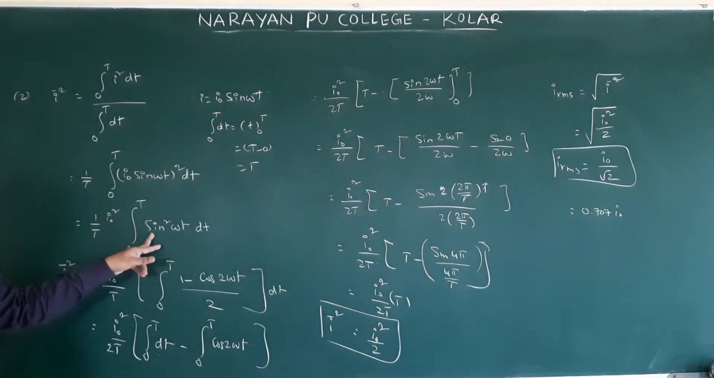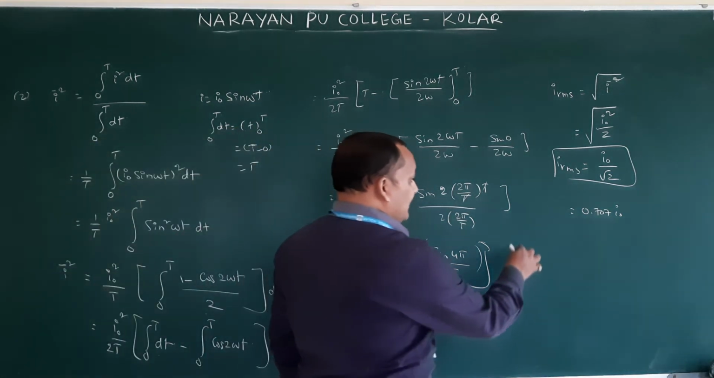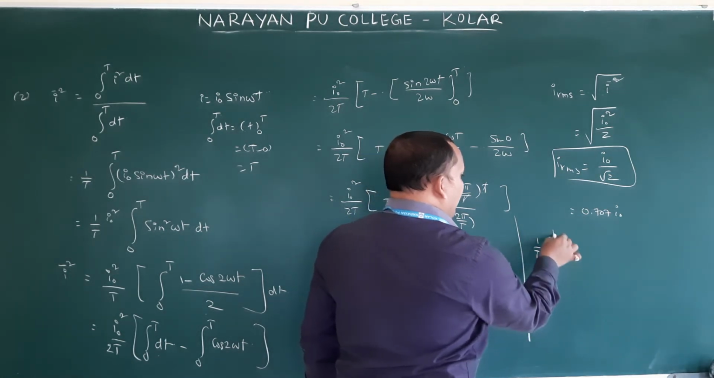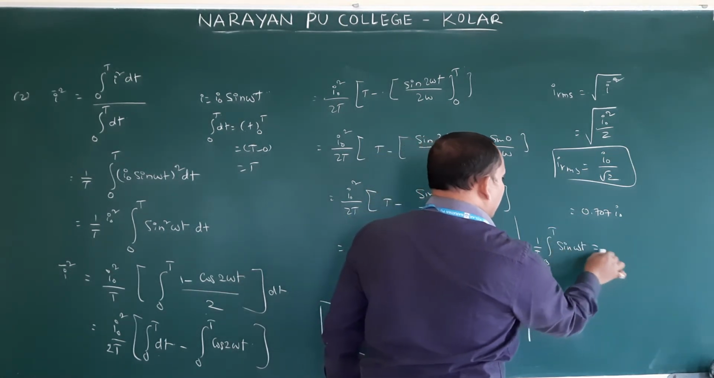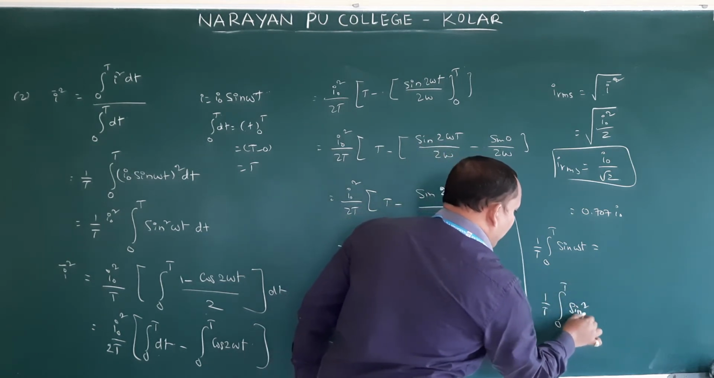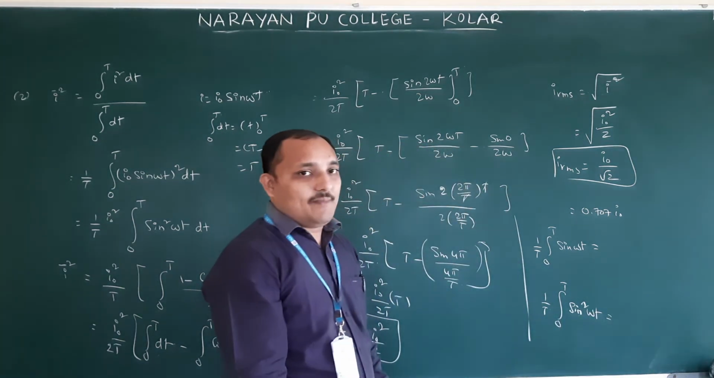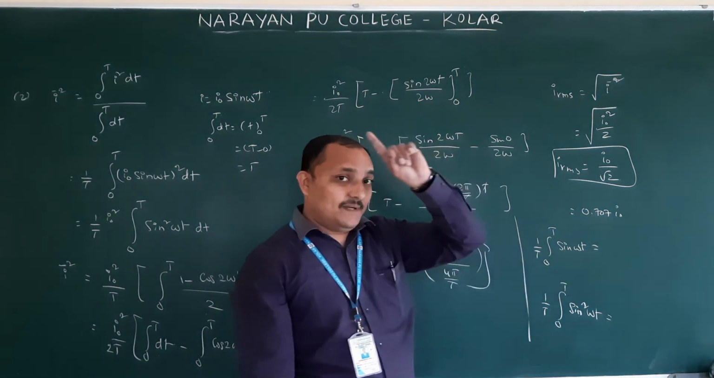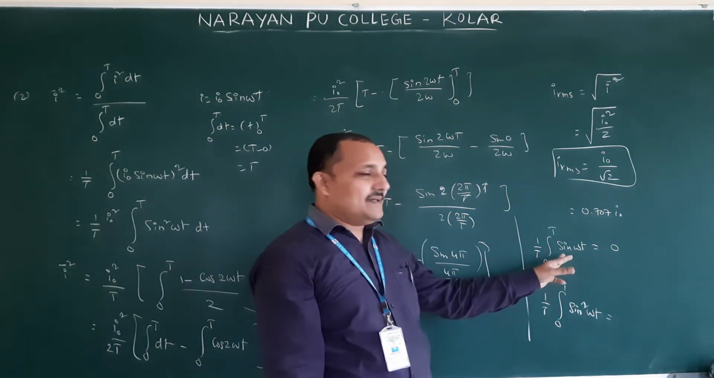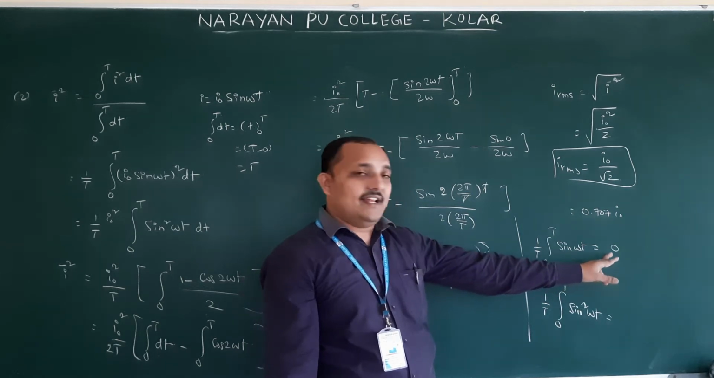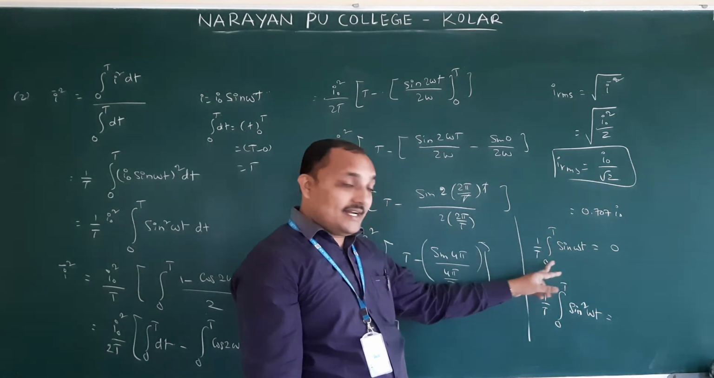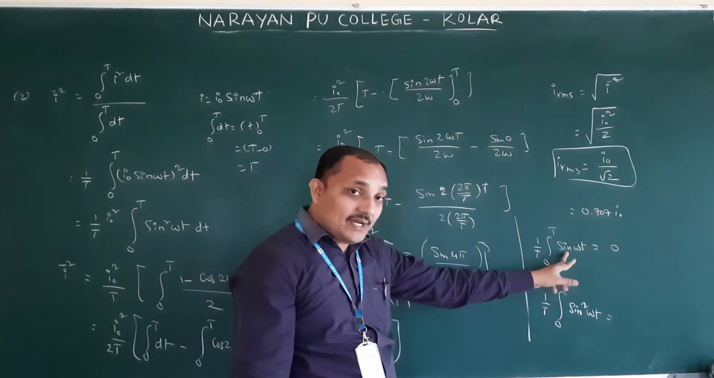Isn't it? 1 by 2 here. This one you can remember like this. This is a trick or logic you can remember. 1 by T integral 0 to T sin square omega t. If you got sin omega t in the previous problem, average for the full cycle, there you got 0. So in mathematics integration you will get this idea. If it is sin omega t for full cycle 0 to T, 1 by T value is 0. Even if it is cos omega t, that is 0.